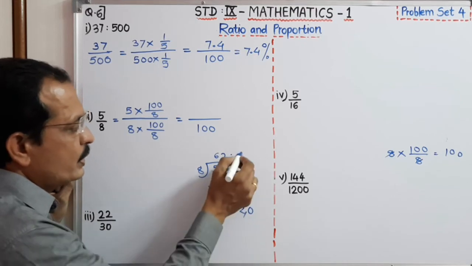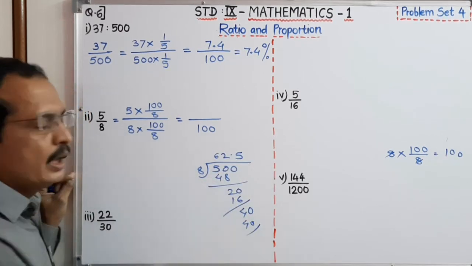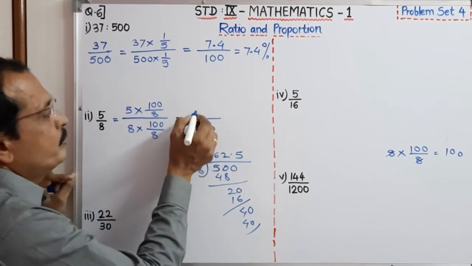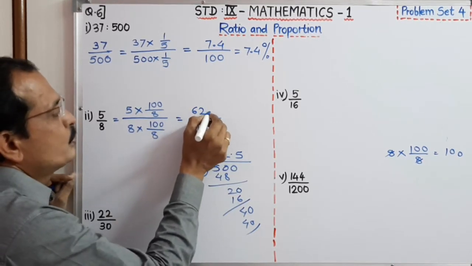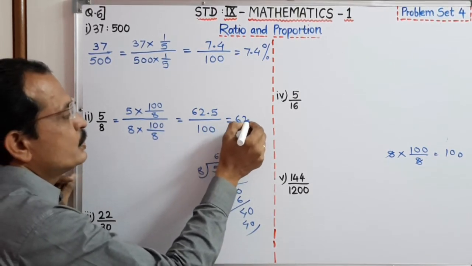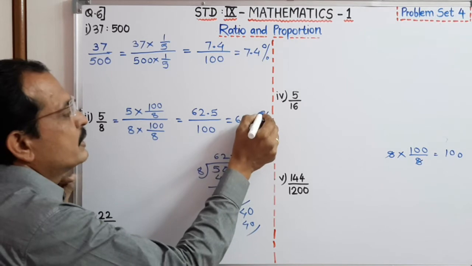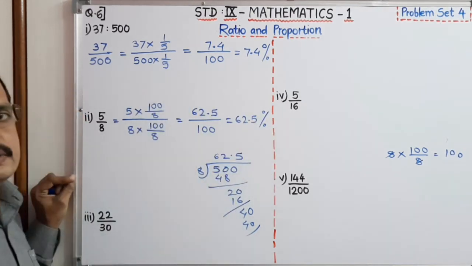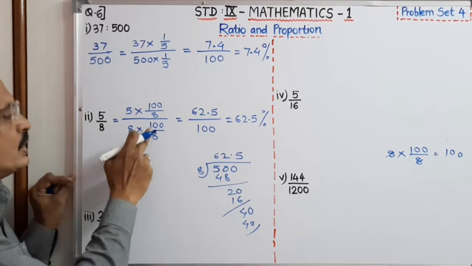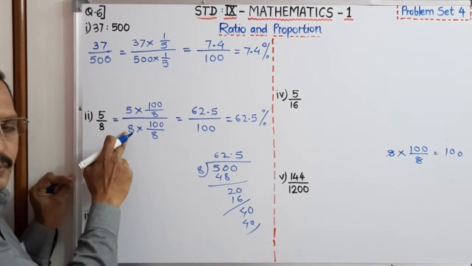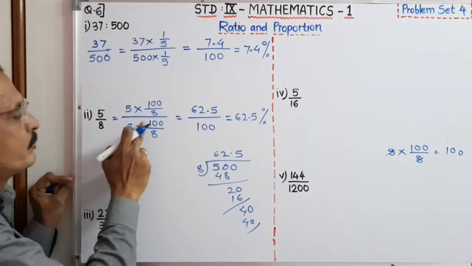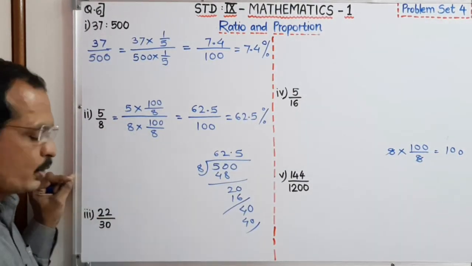Decimal point 0, 8 5s are 40. Like this we get, dear student, 62.5. Therefore we write here 62.5 upon 100, or we can write 62.5%. Very simple, dear student. How to find out? See, dear student, if we divide by 8, we will get 8. Multiply with 100. Therefore, we have to multiply with 100 upon 8.